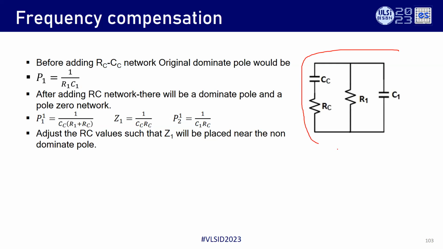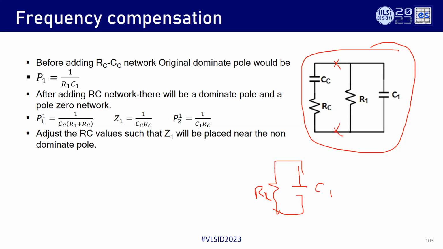Let's try to understand this network. For the time being, assume there is no RC and CC. You have only R1 and C1. This is the dominant pole, 1 by R1 C1. And there is some non-dominant pole in the op amp or somewhere in the band gap.